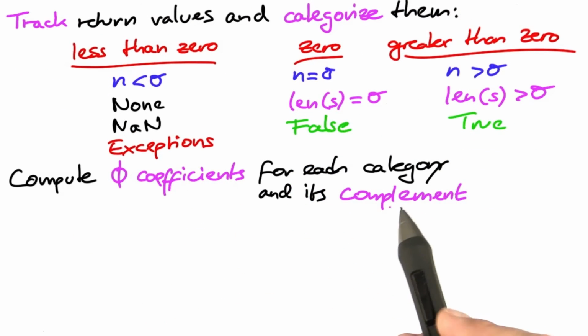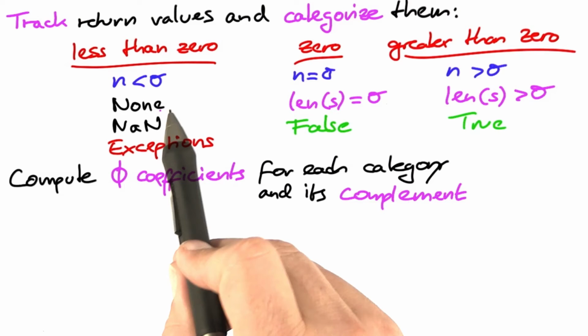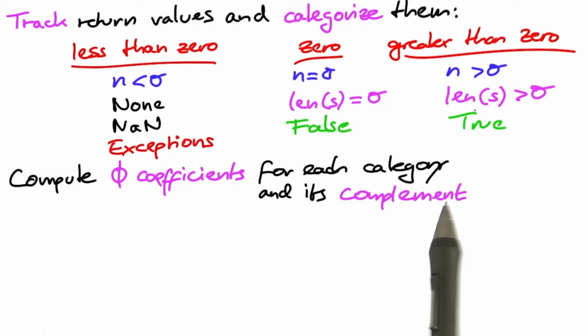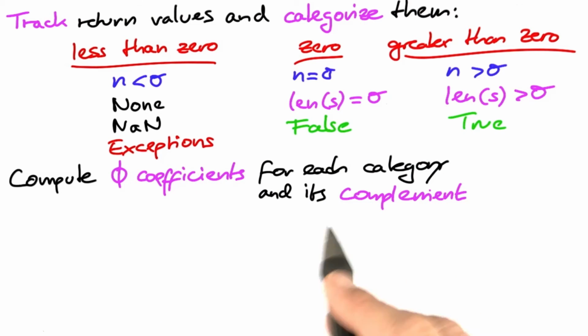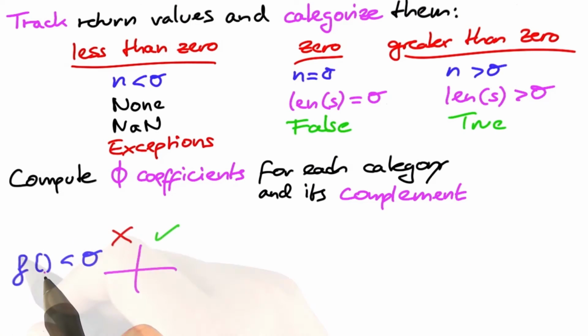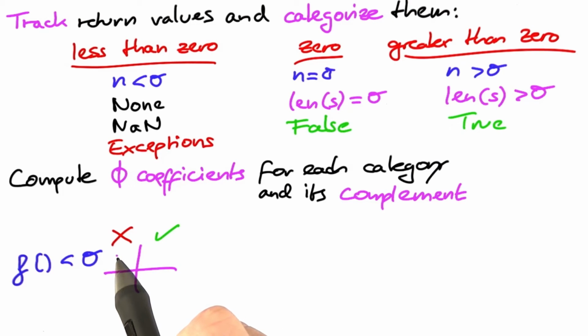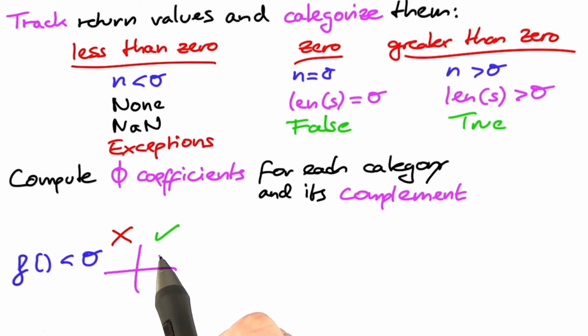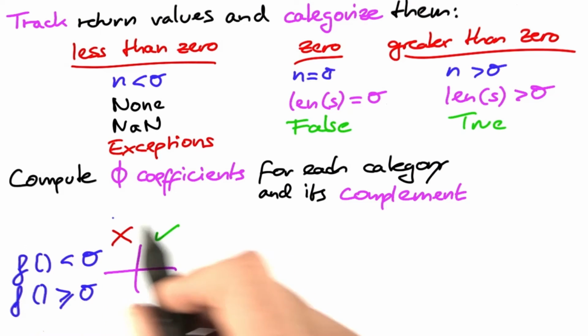What you then do is, for each function, you compute the phi coefficient for each category as well as for its respective complement. What do I mean by complement? Well, let me illustrate this with an example. So again, you set up a table and count in how many runs the function f returned a value that was less than 0. You do this for the failing runs as well as for the passing runs. The complement here, of course, is any value that is greater or equal than 0. And again, you count the number of runs.